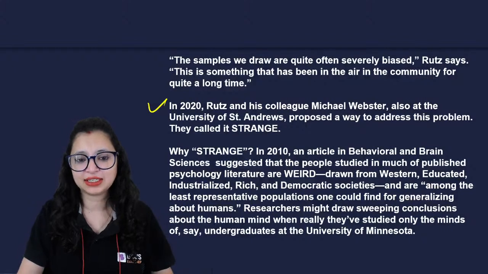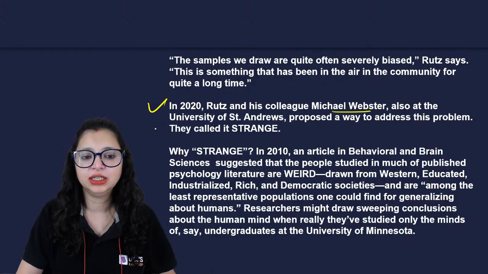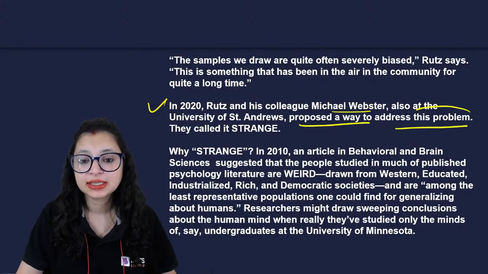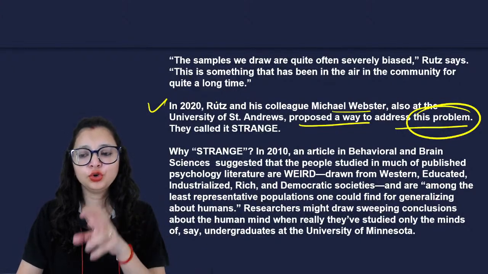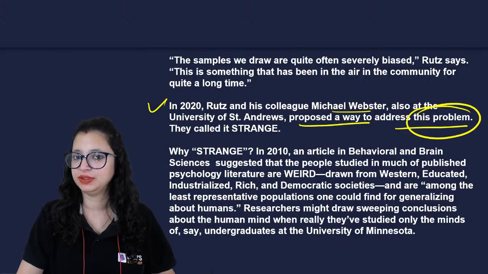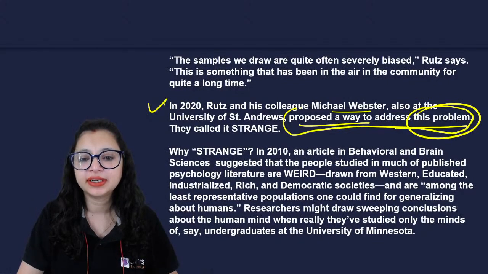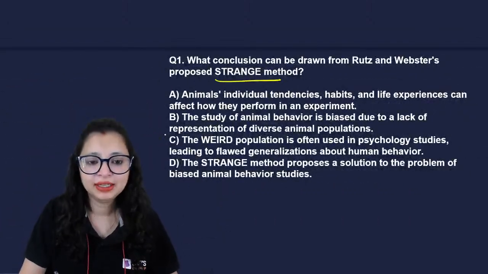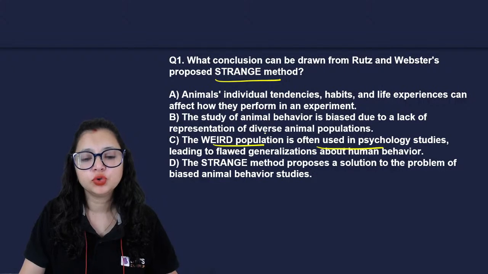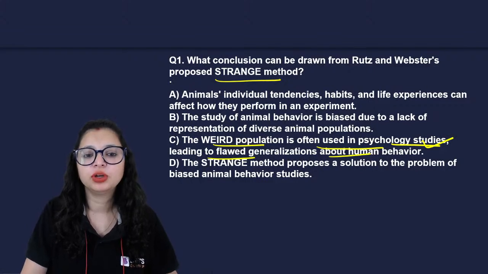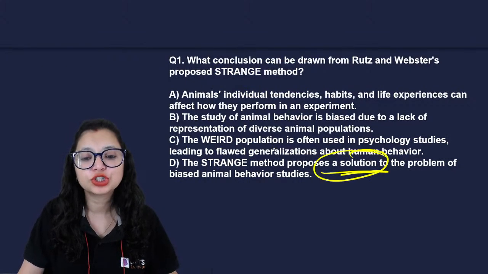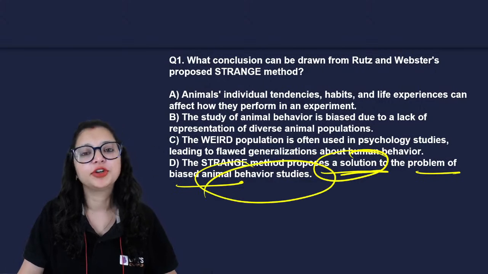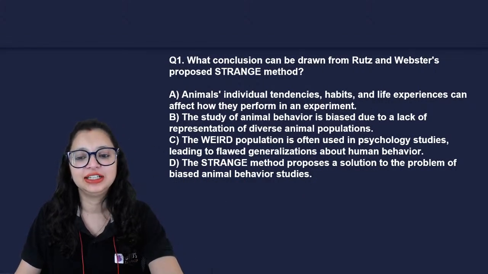So this line says that Rudds and Michael Webster proposed a way to address the problem, the problem of using an animal like a crow to understand the attributes of humans. They proposed a way to address this problem. That automatically means that weird population is often used in psychology studies leading to flawed generalization is not what we can conclude about the strange method. What we can conclude is that the strange method proposes a solution to the problem of this behavioral study. The correct answer is D.